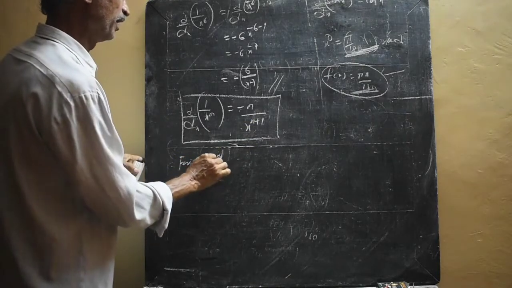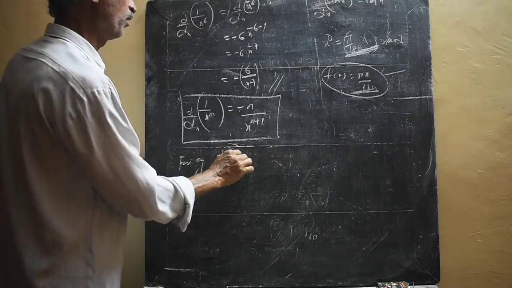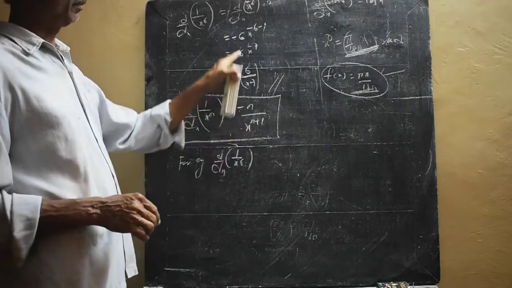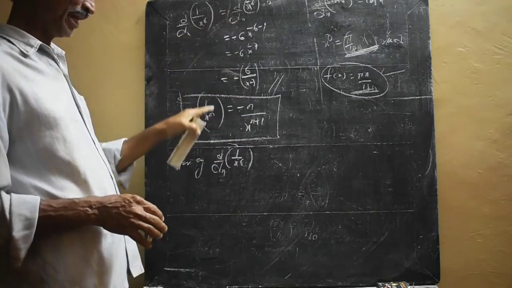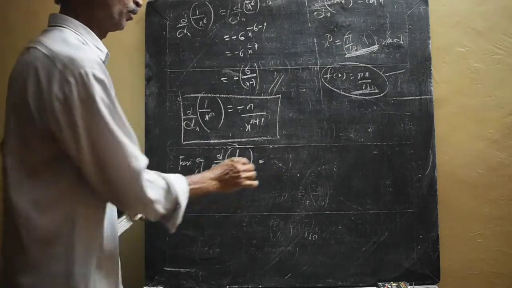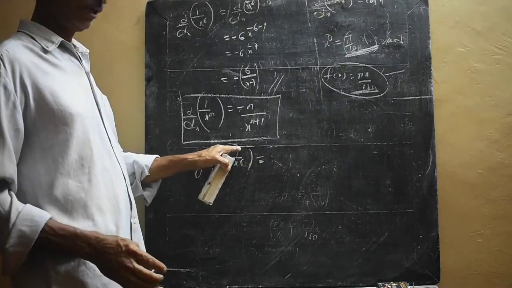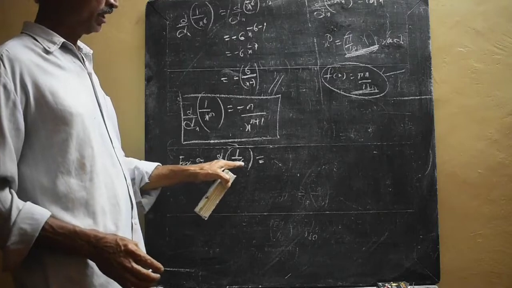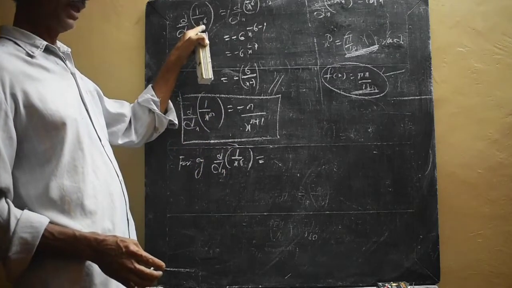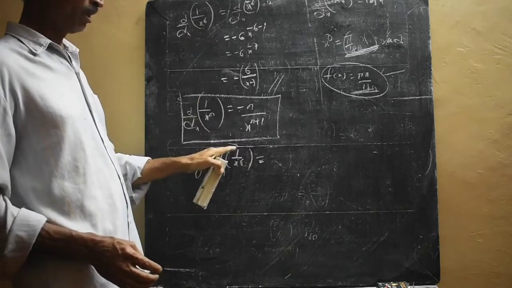d by dx of 1 upon x raised to 6. Same problem. By this formula, I am not using the x raised to n formula, I am directly using the 1 upon x raised to n formula. Okay, that's it. So, what is the n here? It is in the category of 1 upon x raised to n. So, n is 6. Therefore, this formula suits here. Of course, I can do it like this also, but it is a waste of time.